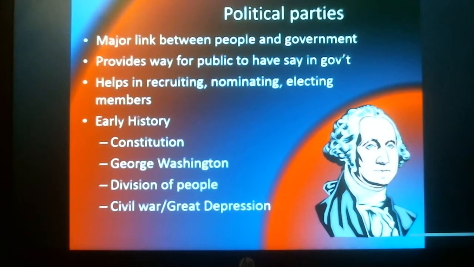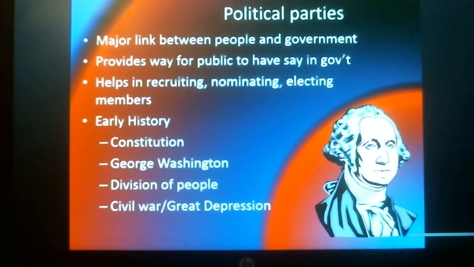Here is a three-part definition, which you can get down. It's a major link. It provides a way for the public to have a say, and it helps in recruiting, nominating, and electing. Okay, some other things that you make sure you do want to get down, and this is going to go into your worksheet and your packet on materials that you need to make sure you cover. The Constitution mentions nothing about political parties.